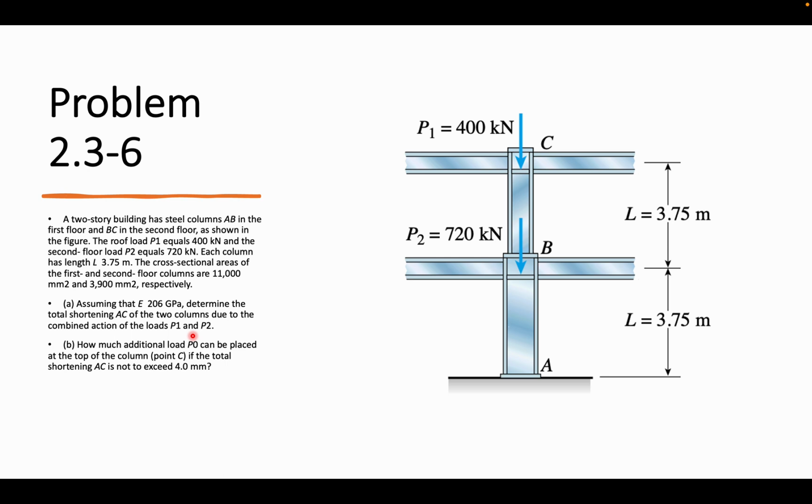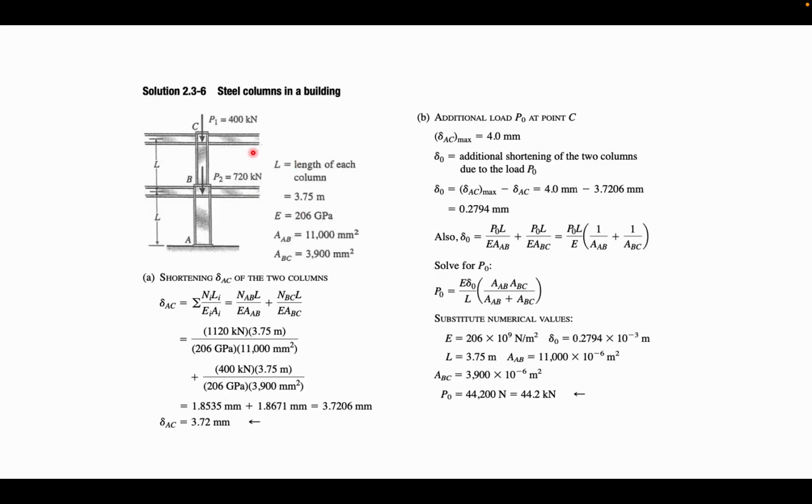Now the question is asking us, in the first part, to assume E as 206 gigapascals and determine the total shortening AC due to the combined action of the loads P1 and P2. Now let's look at the solution. Here we have been given all the known data and also the figure.